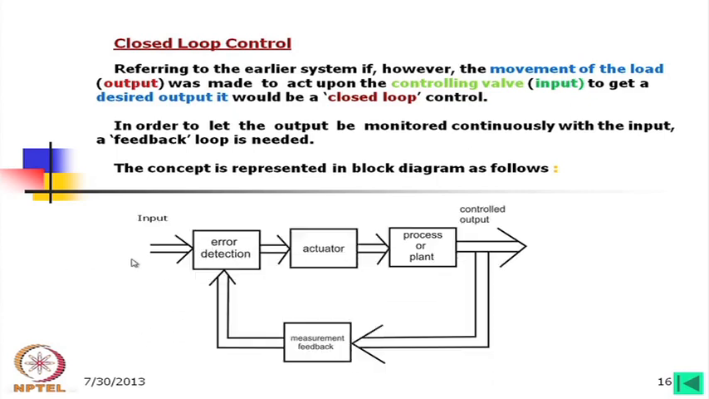Now, what is there? An input, then error detection, then actuator, process or plant, then controlled output, and there itself a feedback which is coming to the error detection, and then it is controlling the actuator.